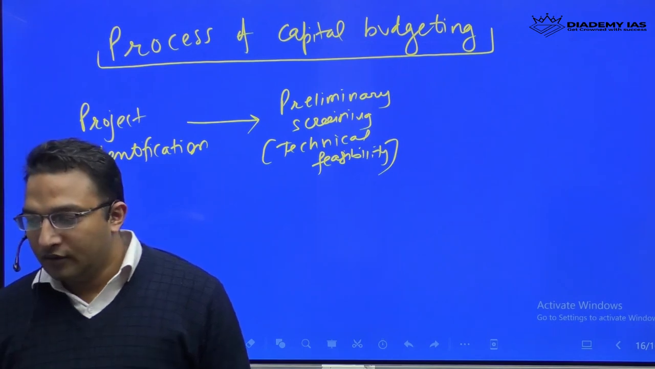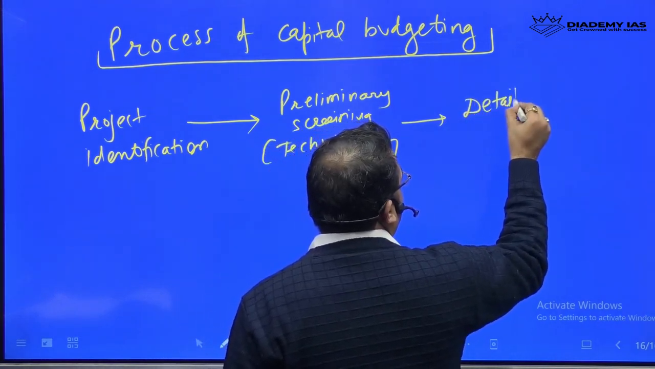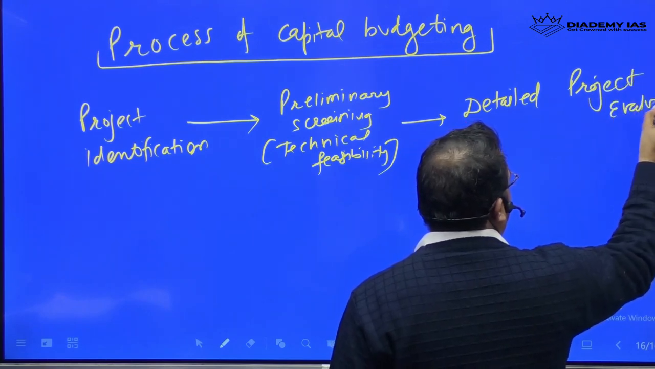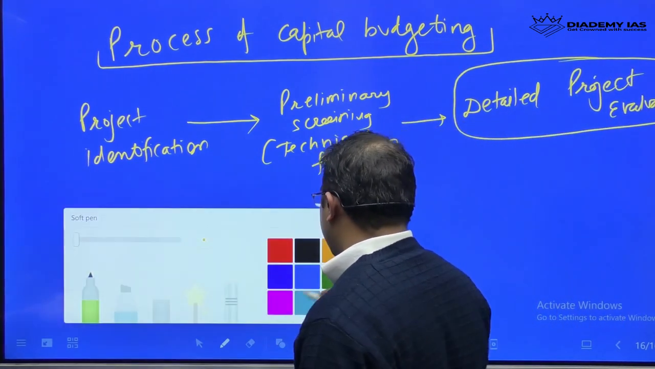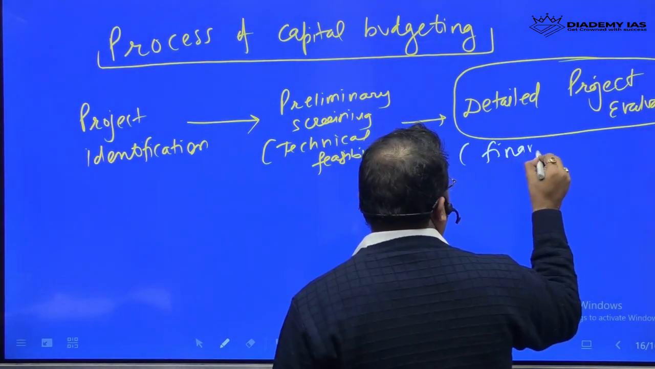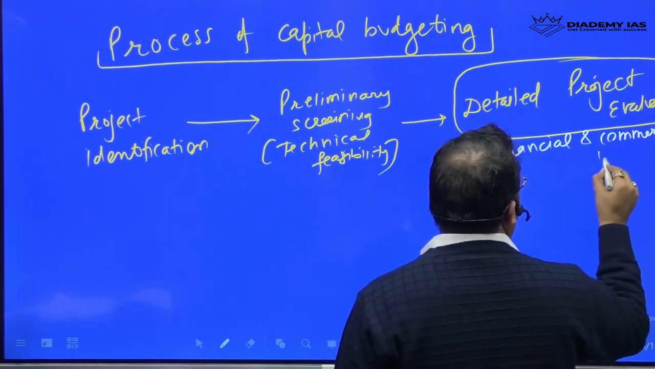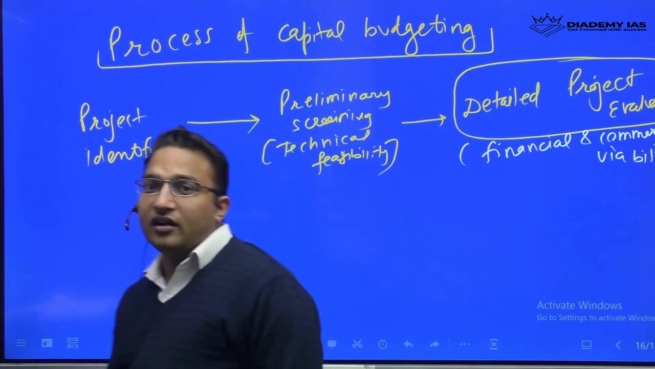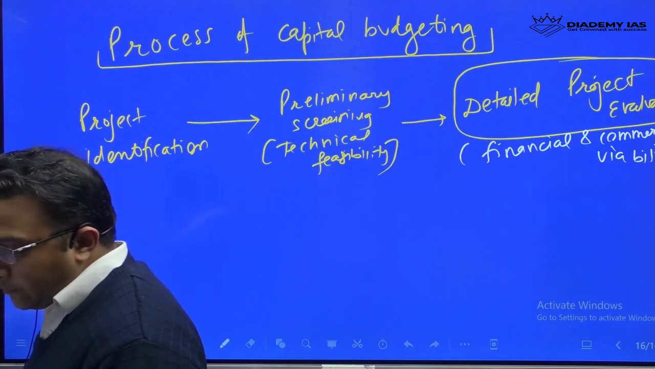Third is the detailed project evaluation. So in the detailed project evaluation, the work that we are doing, that starts. Because here the financial feasibility also comes into play. Financial and commercial viability or feasibility, right? This is where our capital budgeting role comes into play. This is where the role of the financial management comes into play. Okay.